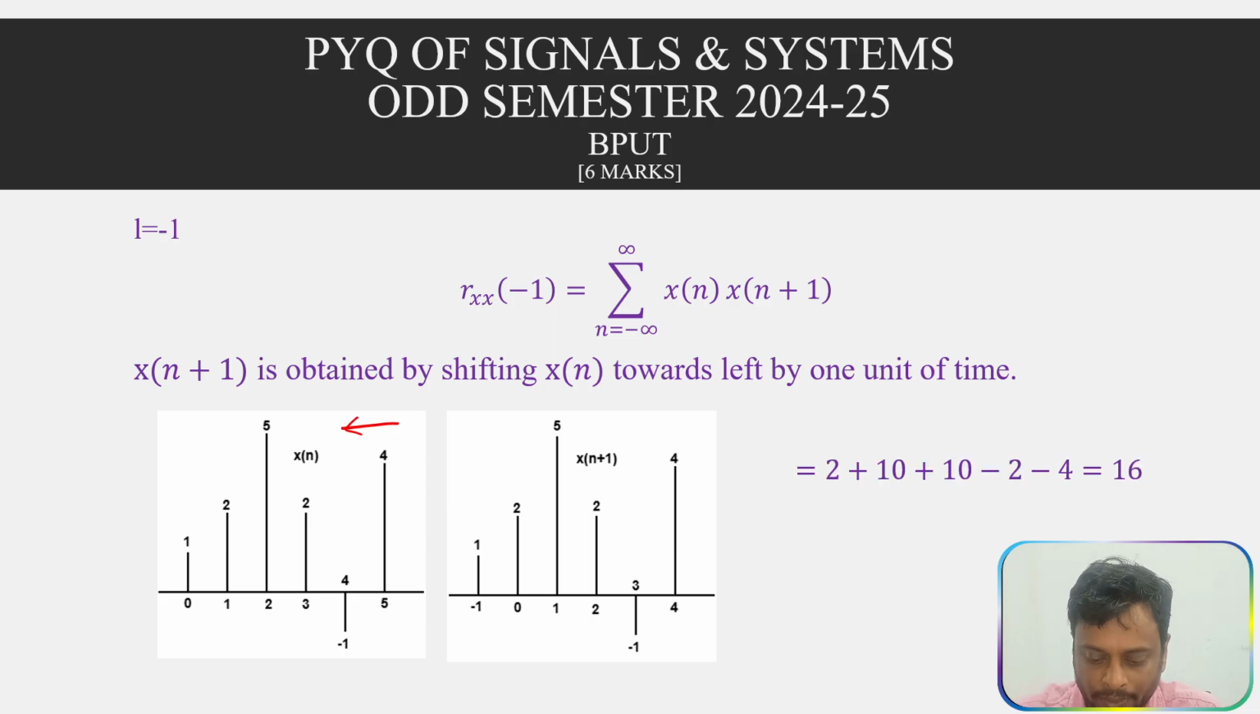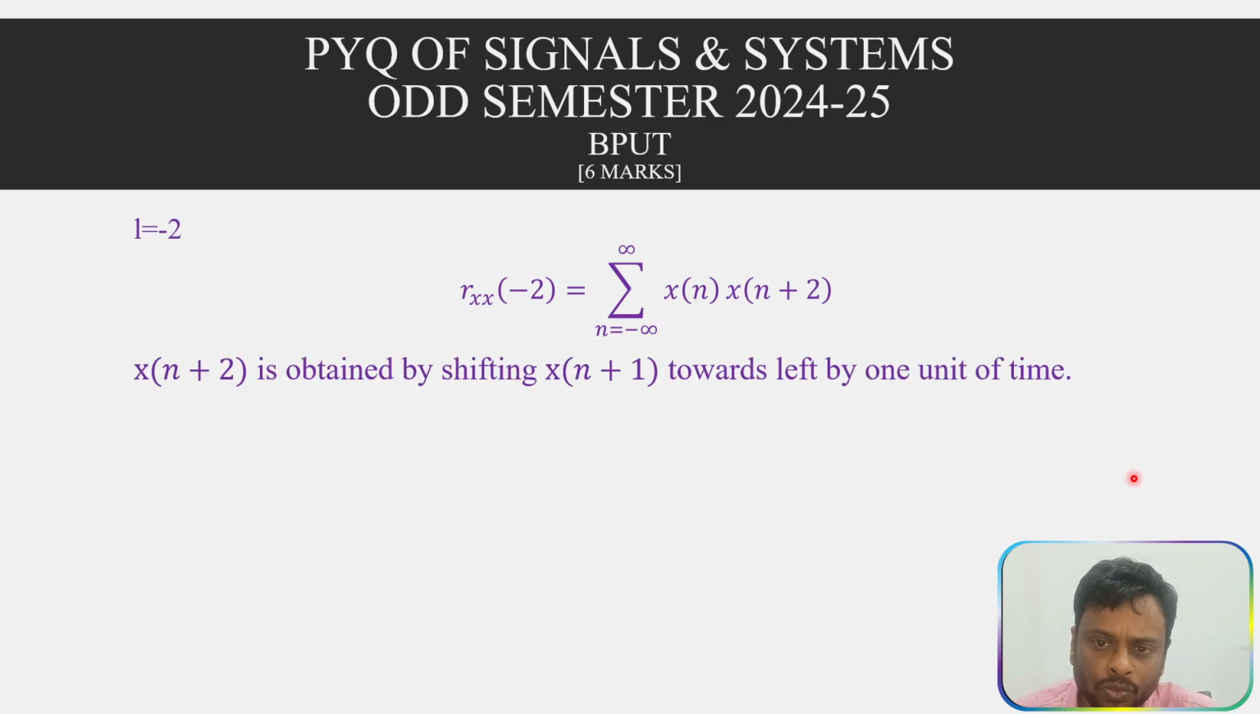Now we can multiply x of n with x of n plus 1. So you can multiply the common points. You can see the common points start at 0. So at 0 it is 1, at 0 it is 2. So 2. At 1 it is 2, at 1 it is 5. So 5 into 2. At 2 it is 5, at 2 it is 2. It is 5 into 2, it will be 10. Similarly, you can calculate minus 2 into minus 4, it will be 16.